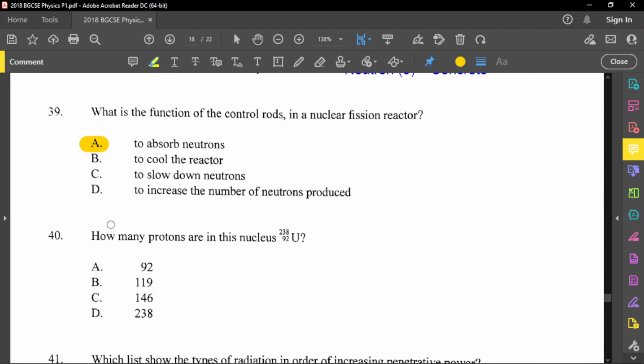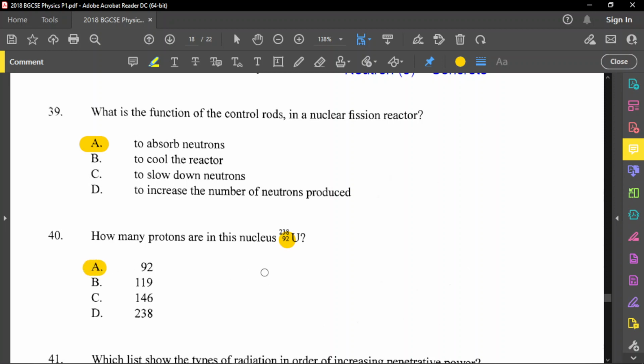I just want to point it out. Question number 40 is how many protons are in the nucleus of uranium-238 with a 92 here. I just want to point out real quick that the 238 is the mass number and 92 is the proton number, which determines the name of the atom. So again, the answer here is 92.